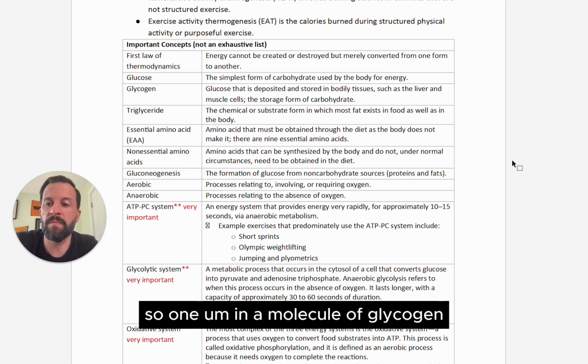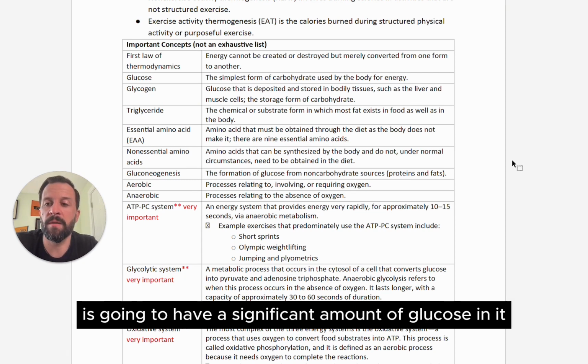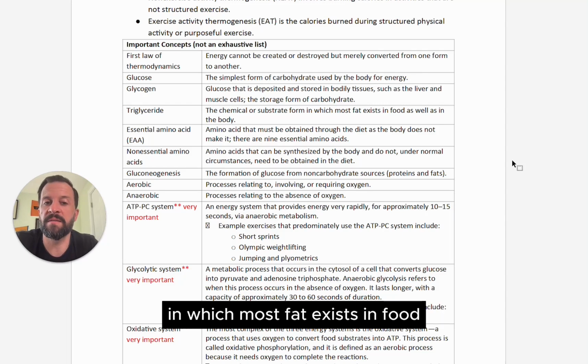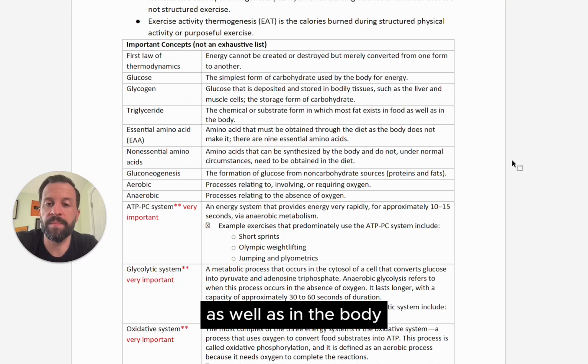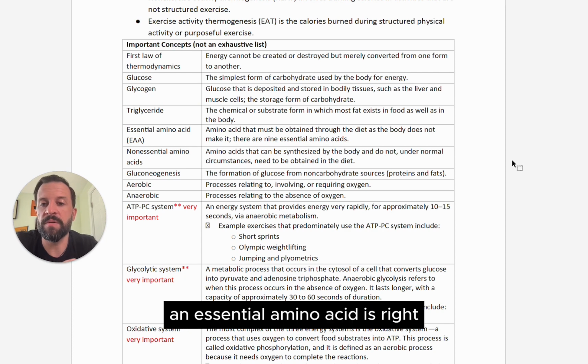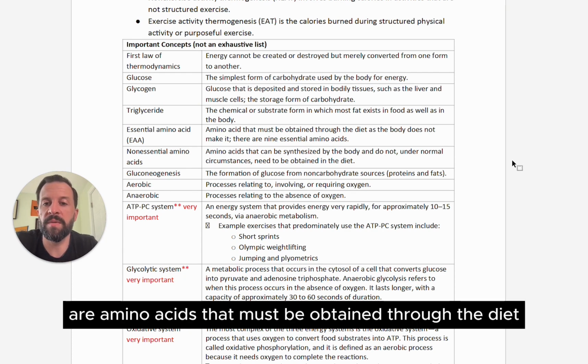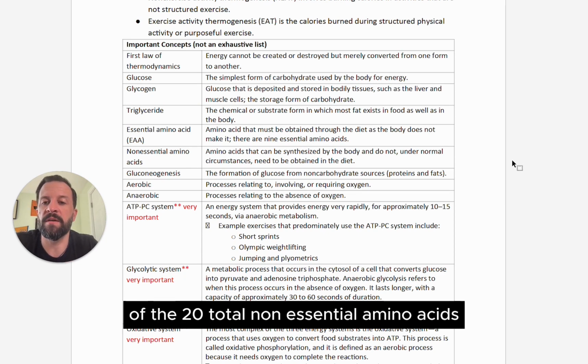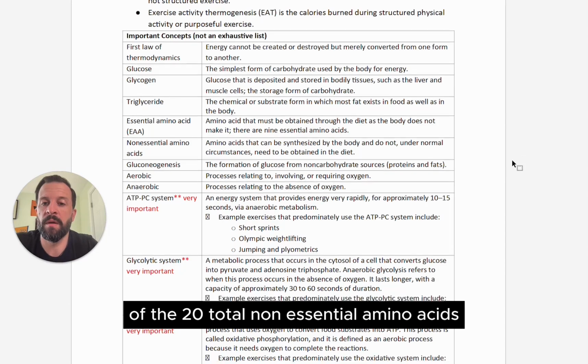So one molecule of glycogen is going to have a significant amount of glucose in it. Triglyceride is the chemical or substrate form in which most fat exists in food as well as in the body. An essential amino acid is an amino acid that must be obtained through the diet, as the body doesn't make it. There are 9 essential amino acids of the 20 total.